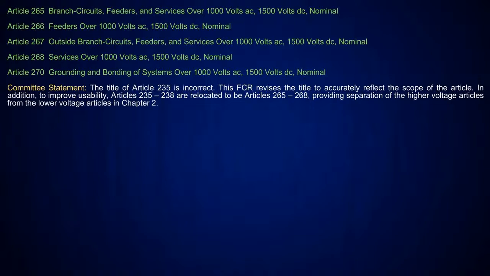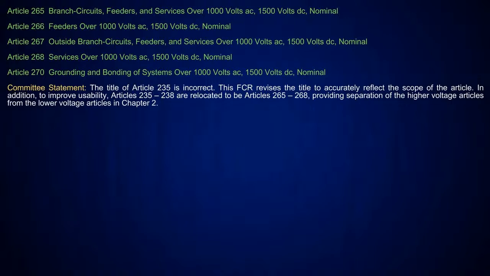And then where you're looking at Article 225 for outside branch circuits, feeders, and services for 1,000 volts or less, that is now going to be Article 267 for over 1,000 volts. And then, of course, Article 230 is for your services. Well, now anything over 1,000 volts will be Article 268. Okay? So, we used to have parts in there that dealt with anything over 1,000 volts. Now you're going to be dealing with these as individual sections. So this is a lot of change. Now, I haven't gone through every bit of it and checked what other changes may have taken place.